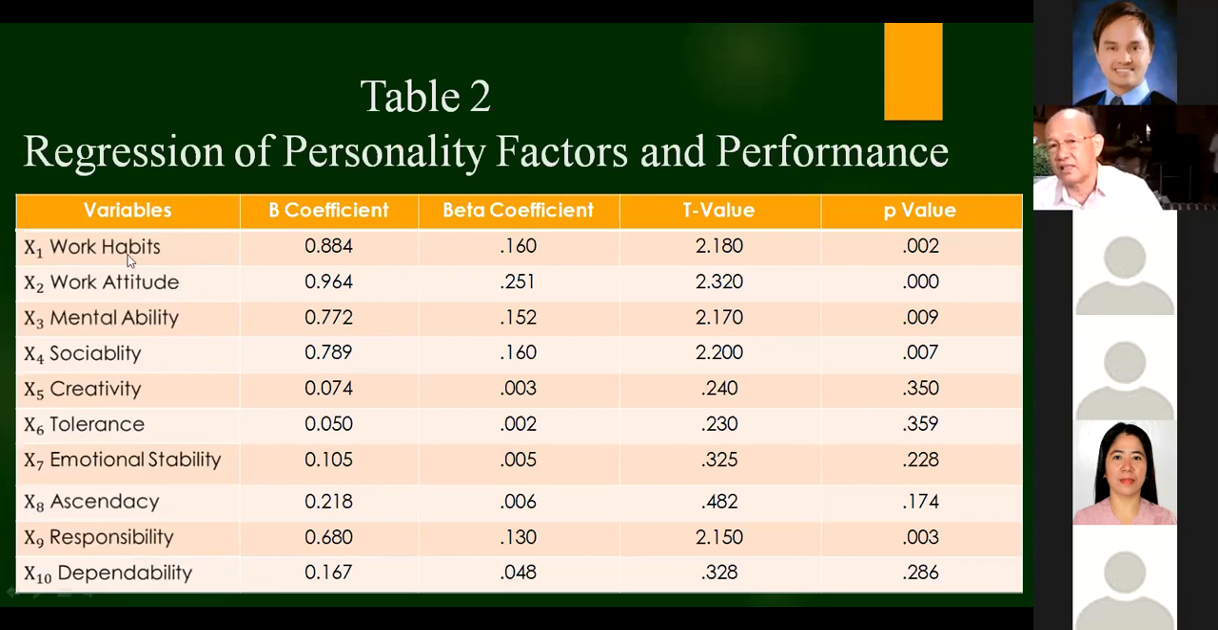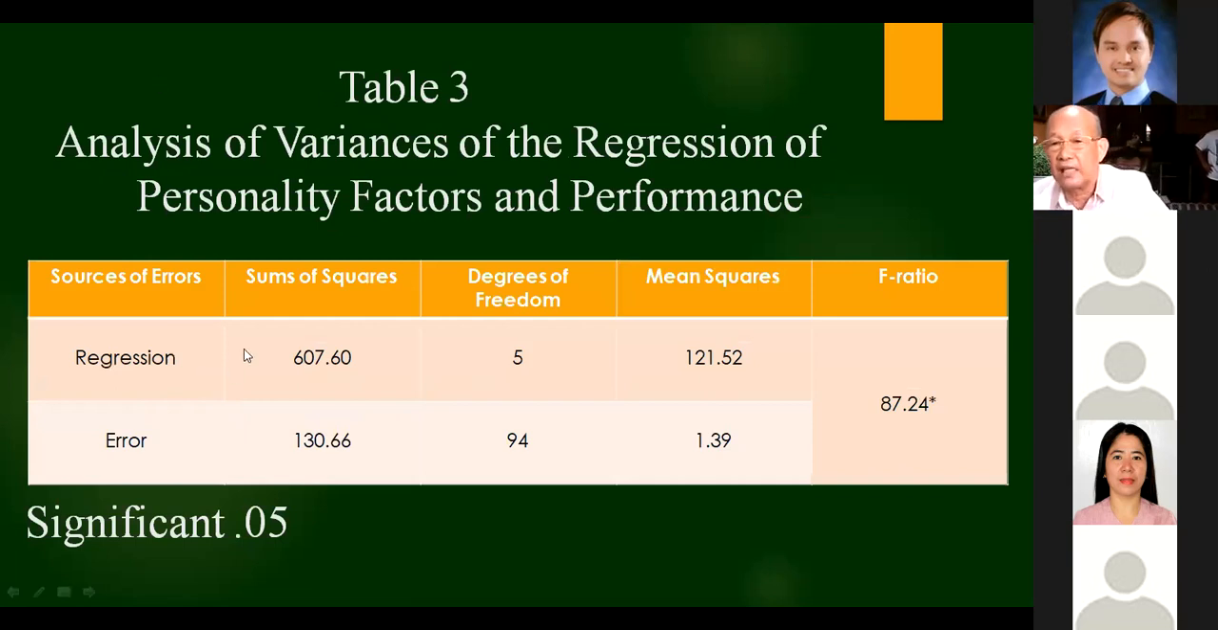Very good. So that's how you interpret the B and the beta. The P value is used in analyzing which are significant and which are not. To give you a clearer view of the regression procedures, let me now proceed to the actual example. Table 3 presents the analysis of variance of the regressions of personality factors and performance. The obtained F ratio is 87.24 with an asterisk. The computer tells you that.